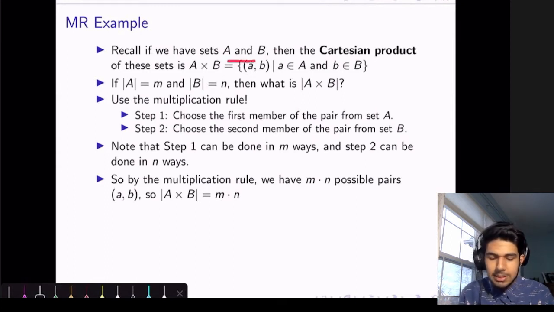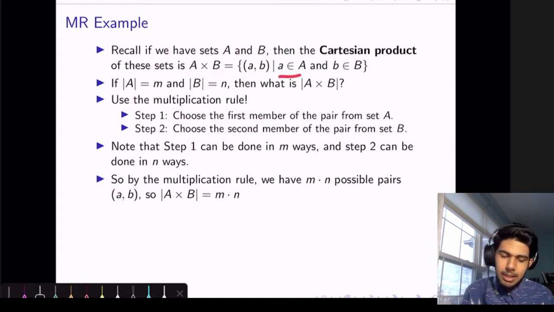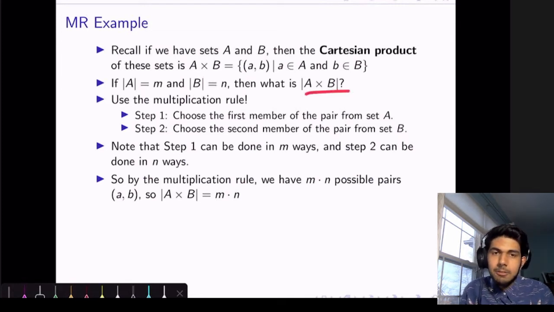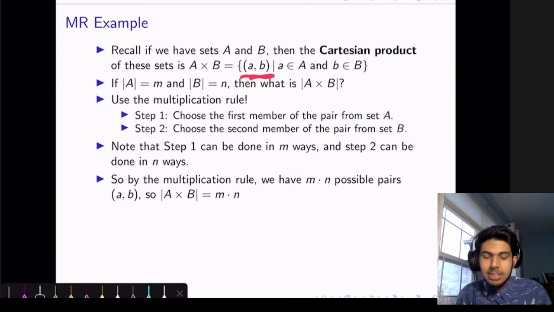So if we have two sets A and B, then the Cartesian product, A cross B, is the set of all ordered pairs (a, b) where a is in A and b is in B. So let's just say the cardinality of A is m and the cardinality of B is n, and we're asked to find what is the cardinality of A cross B. We'll use the multiplication rule. And simply, we're going to construct these pairs (a, b) and see how many there are.